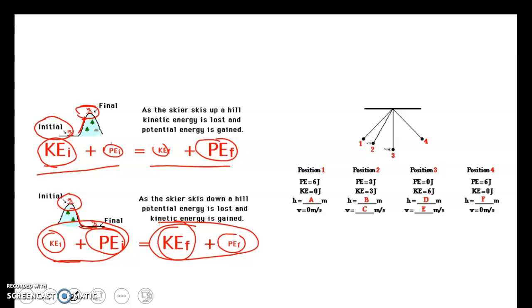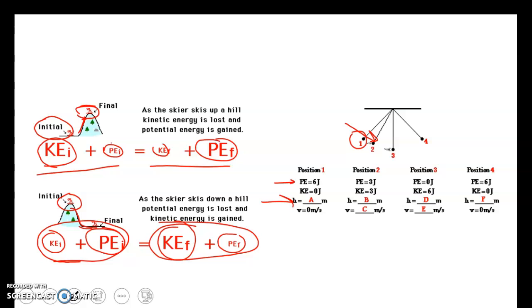A pendulum works the same way. At position 1, you have 6 joules of potential, and it's moving at 0 meters per second. But what's its height going to be? Well, we'll say the mass is 1 in this case, and 1 times g is 9.8, and then we can solve for our height.